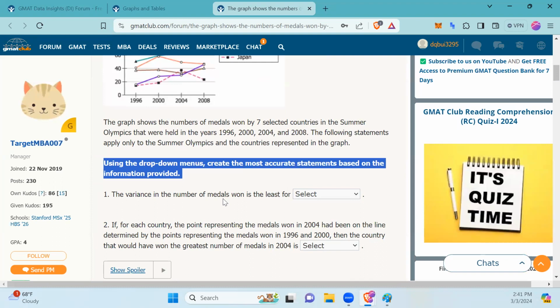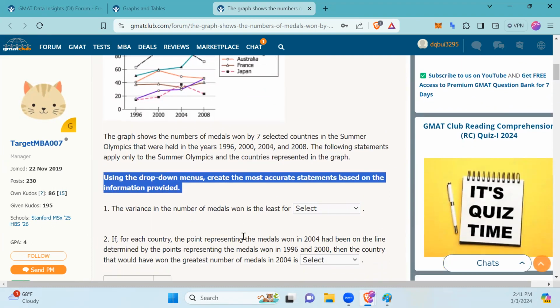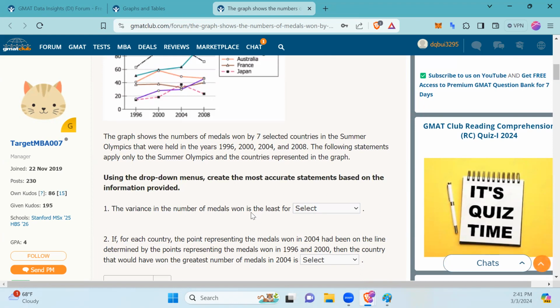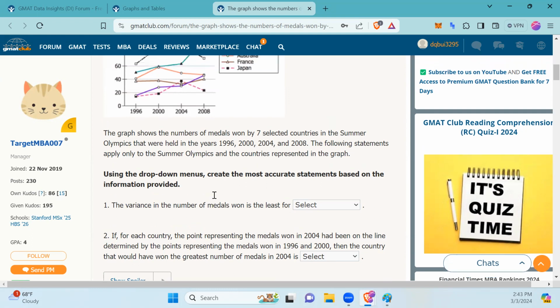Similar to the previous question, we have 2 statements. They're independent, so we can just work on one at a time. Let's spend 3 minutes to figure out the answer choices. Okay, so let's go through the answer choices. Question number 1: the variance in the number of medals won is the least for.